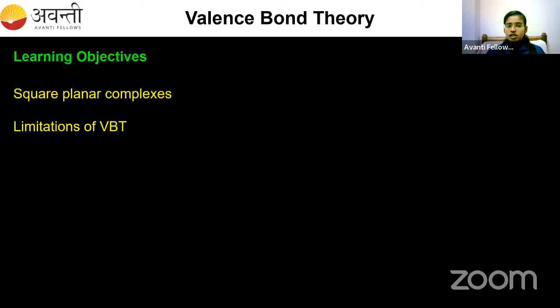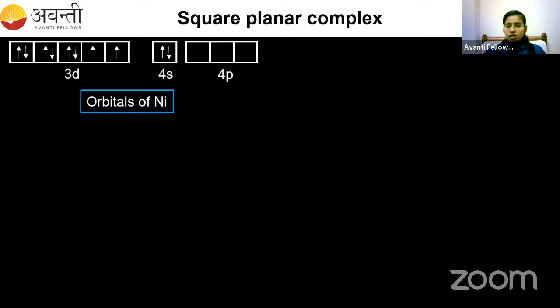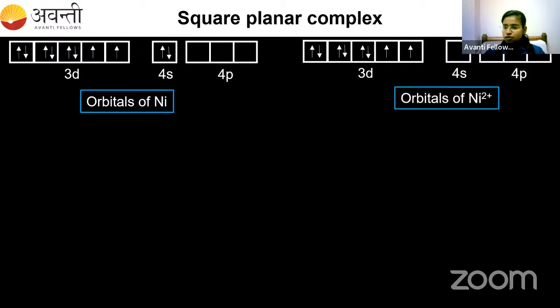Now we are left with square planar complexes and at last the limitations of VBT. Okay. So now let's go for the square planar complexes. The example that we are going to take is a nickel complex. The configuration for nickel is 3d8 4s2, and for nickel 2+, it is 3d8 4s0.